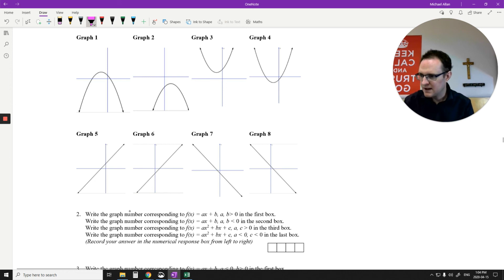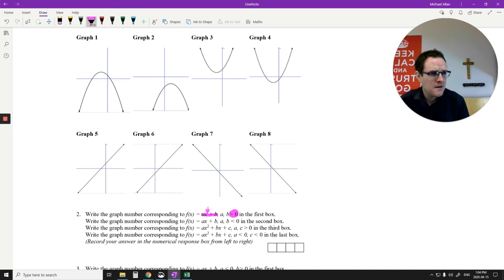the first one here. This is a linear graph. You can see that my exponent, the degree is 1, so it's got to be 5, 6, 7, or 8. One of those graphs there. Its a and b values are greater than 0. So my leading coefficient is greater than 0.